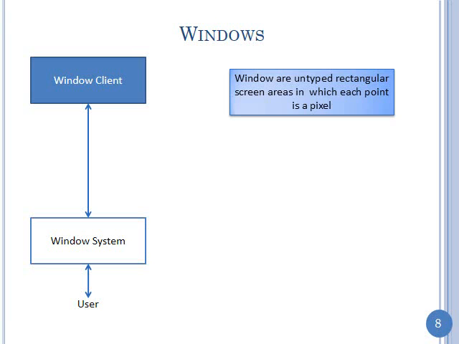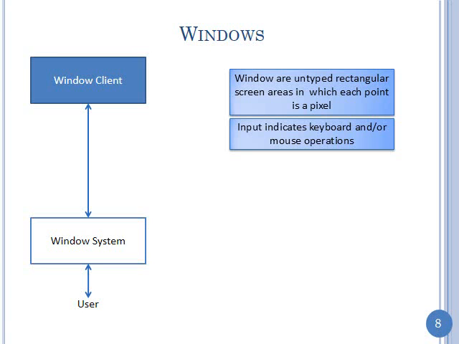Windows are untyped. When I say untyped, it means these are just rectangular areas to which you haven't added more semantics. Whether that rectangular area is displaying a string as a text box, or as a button that you can press, or a menu, that's a higher level layer. In all cases we have a rectangular area on the screen. And input, the basic input is what the hardware provides essentially.